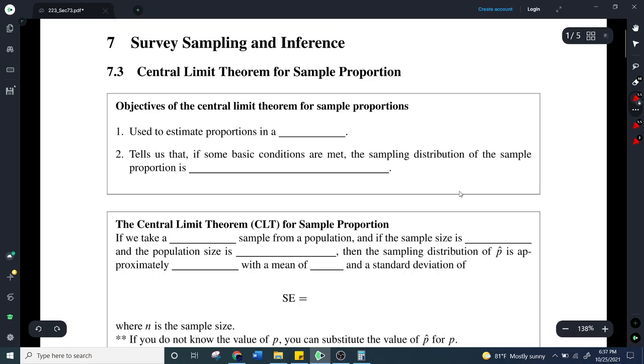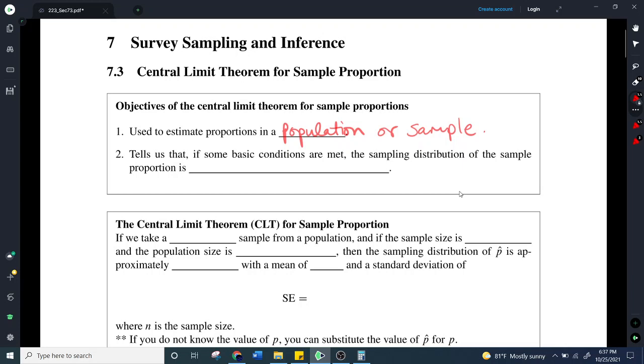It's used to estimate proportions in a population. If we don't know what it is for a population, we might use the central limit theorem to help us estimate it. We may also use it to make predictions about what we think would happen in a sample. So, what are the chances that a particular sample is going to be between this proportion and this proportion, for example. And we'll do examples of all of these so you can see.